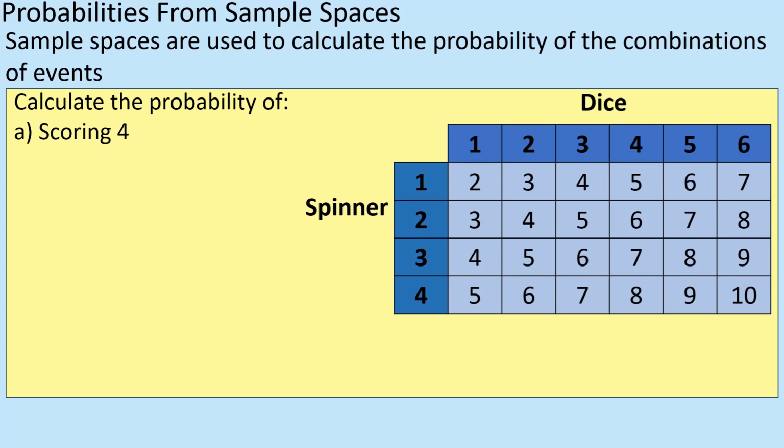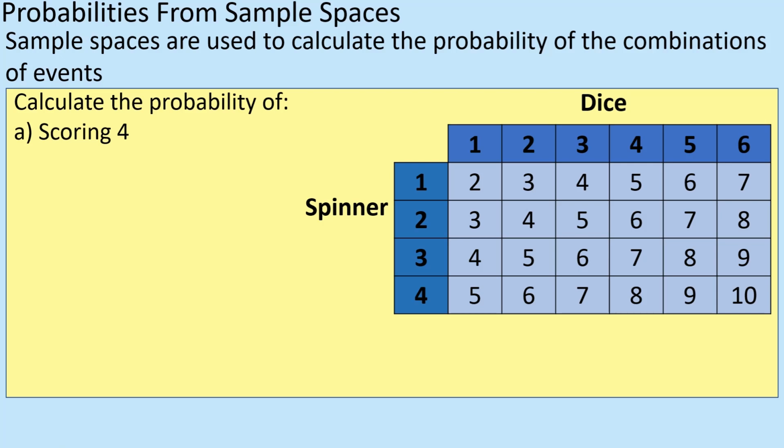Calculate the probability of scoring a 4. We are going to do it with the same situation. So how many different potential outcomes are there? 4, 8, 12, 16, 20. There are 24 possible outcomes. You've got 6 along the top, 4 along the bottom. So there are 24 outcomes, and therefore it's out of 24.